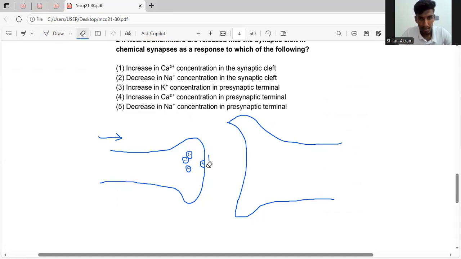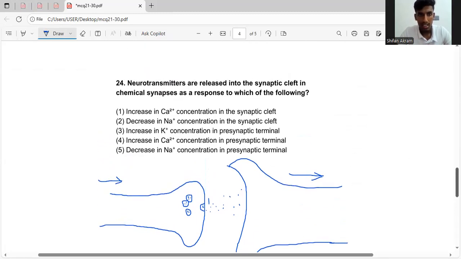start releasing neurotransmitters. These neurotransmitters travel across the synaptic cleft and reach the postsynaptic neuron. This is the next neuron, which we call the postsynaptic neuron. When the neurotransmitters attach, they start an action potential and the impulse travels through this neuron. So the question asks, as a response to which of the following?